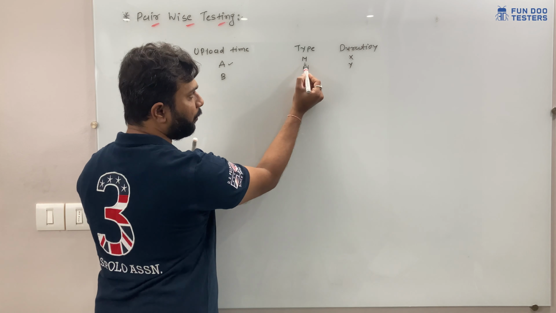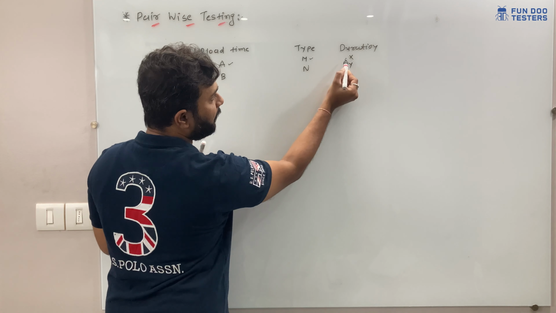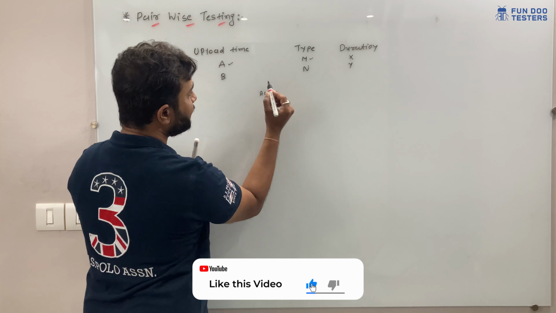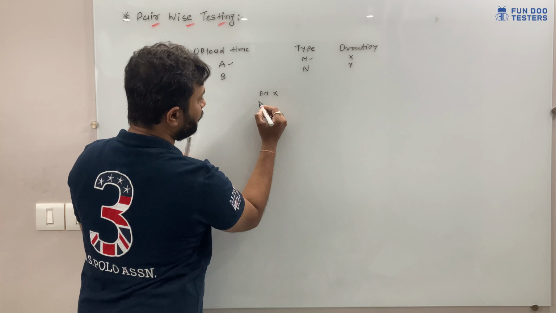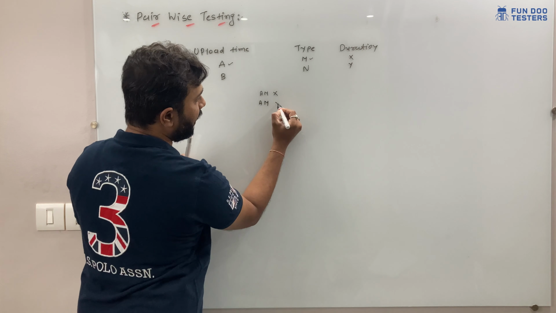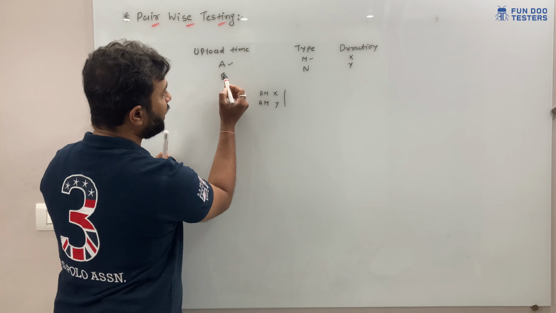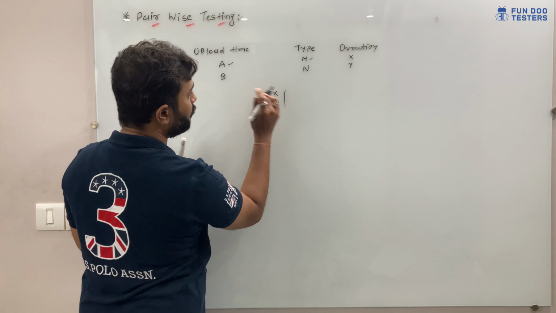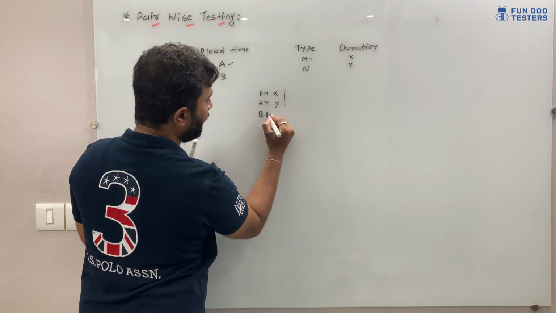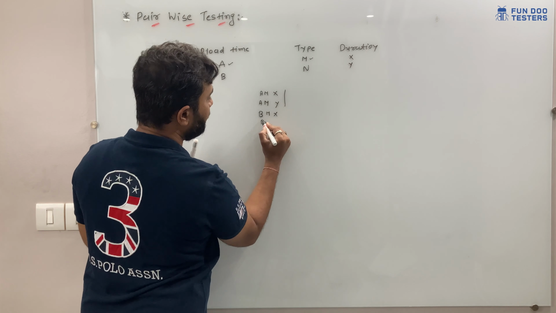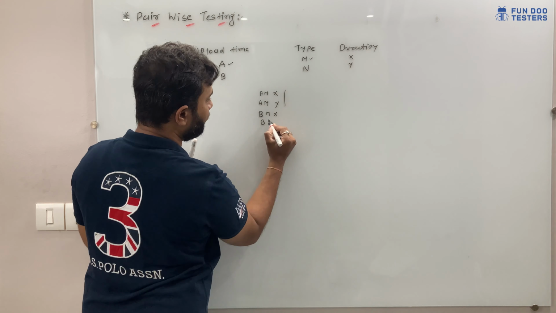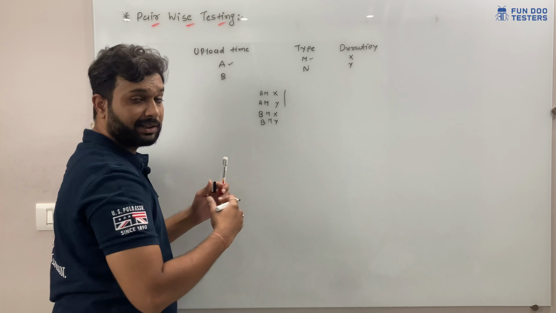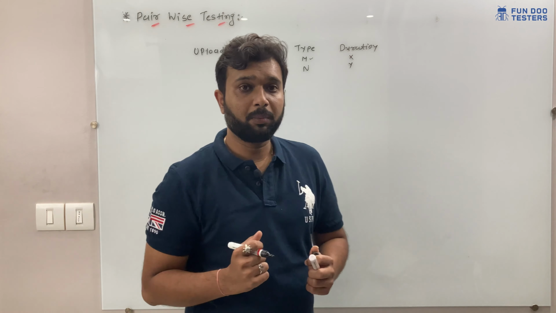So first of all, if I select M, then it will be X. So my combination will be A, M, X. Later on, I will select Y, which will be A, M and Y. So with these two filters, I can apply with A. Later on, I will go with B. So B with M and X, B with N and Y, M and Y. Like this, I can make multiple permutations and combinations.